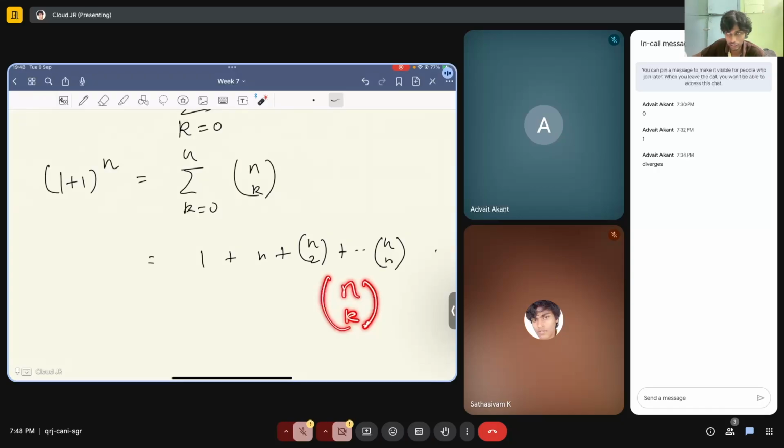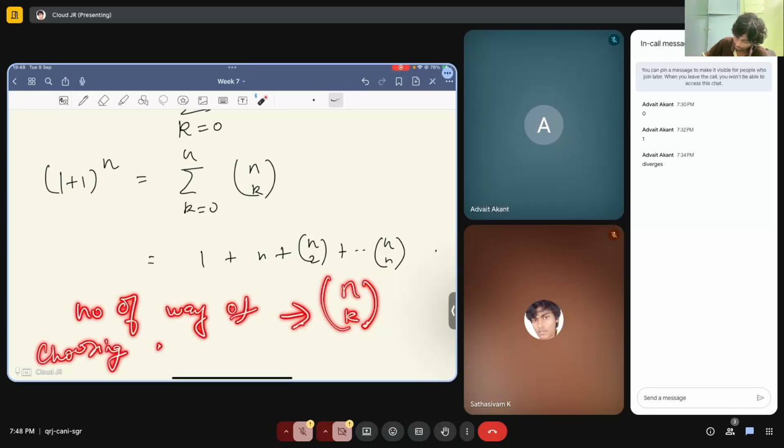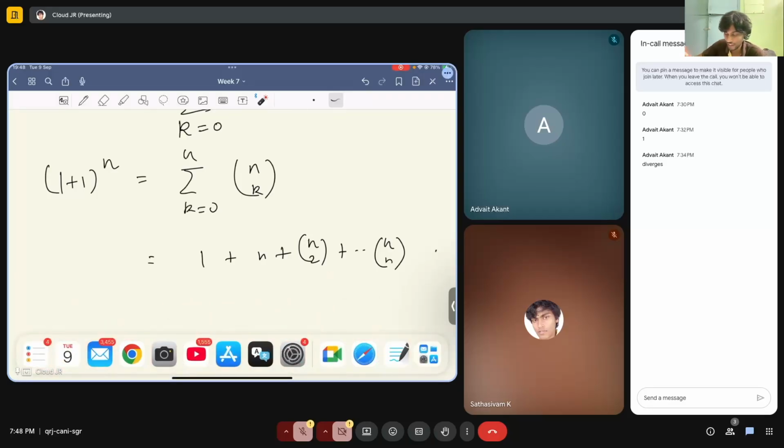You can give a one-line argument, because n choose k is basically the number of ways of choosing k elements from n elements. The number of ways can be either 0 or a positive number. You cannot have a negative number of ways of choosing, because what we are doing is basically counting, and anything that has to do with counting is either 0 or a natural number. So this term is either 0 or a natural number.